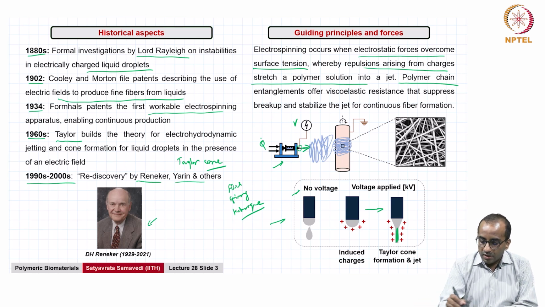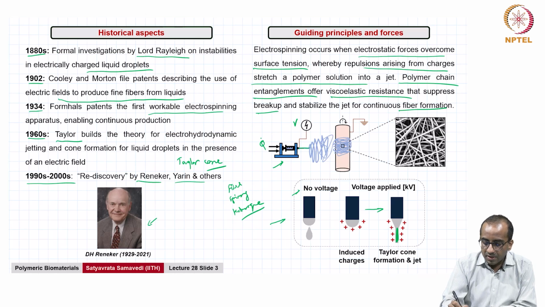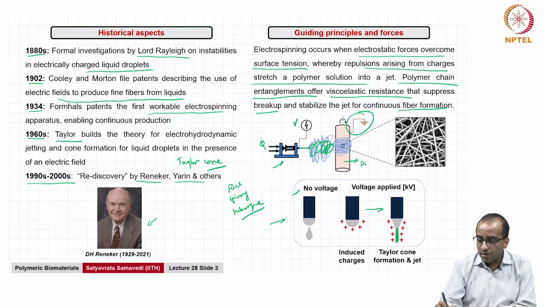Now, if you have sufficient chain entanglements, and we will see quite a bit about that later in this lecture, that offer viscoelastic resistance to suppress the breakup of the droplets, leading to formation of very thin fibers for continuous fiber formation. And the jet that forms here as it comes out undergoes a series of instabilities before collecting on a grounded metal collector such as a drum collector shown here. Later we will talk about collector configurations, but in a quick snapshot, this is what electrospinning is.